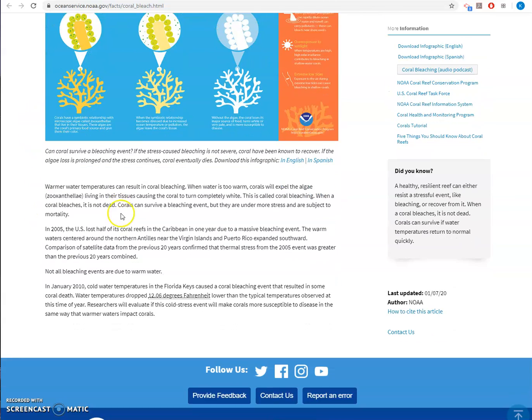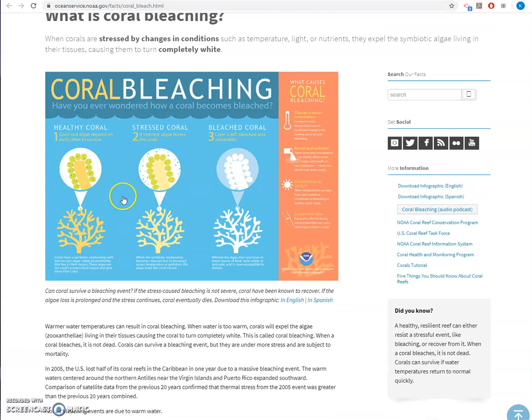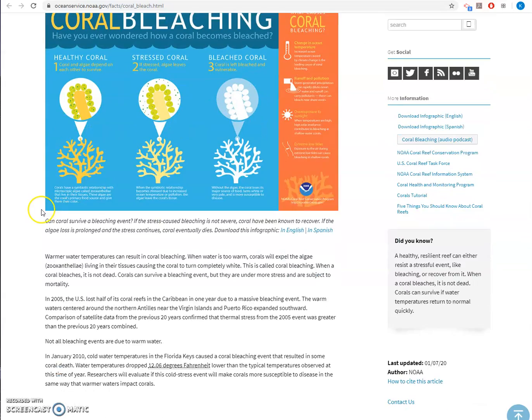So warmer water temperatures can result in coral bleaching. When it's too warm, the coral kicks out the algae, basically. It's like, hey, I can't provide for you anymore. You got to go. It's not quite dead. It can survive, but it's under a lot more stress. So we actually can measure the stress of coral by looking at and counting and measuring what's white and what's healthy. So this is actually what Dr. Baumann does. Mr. Baumann's older brother, he does these things.